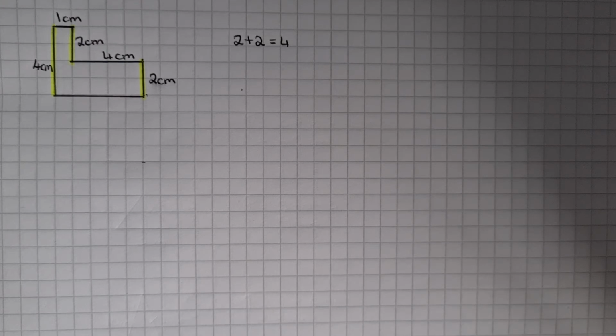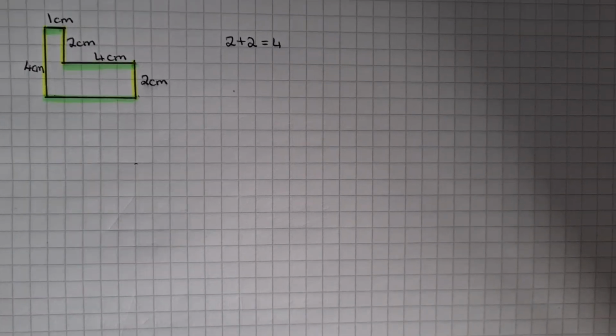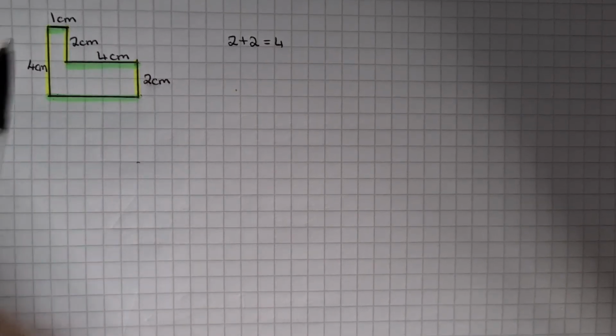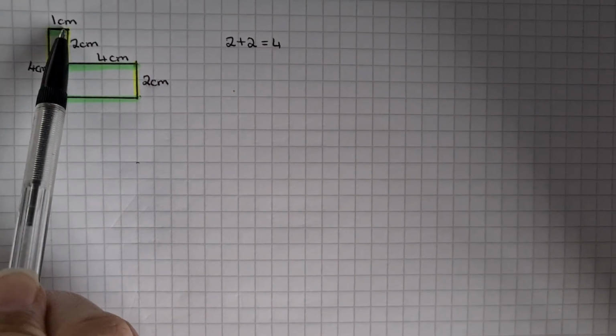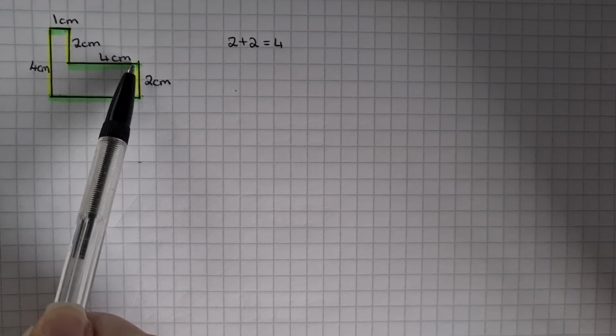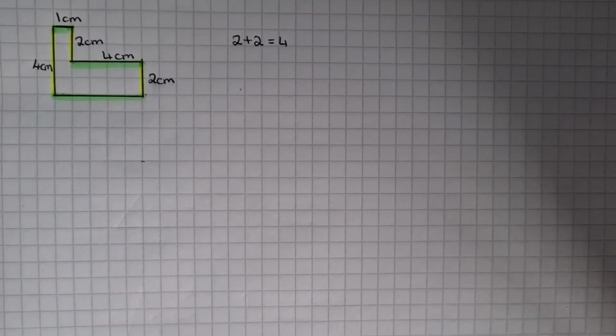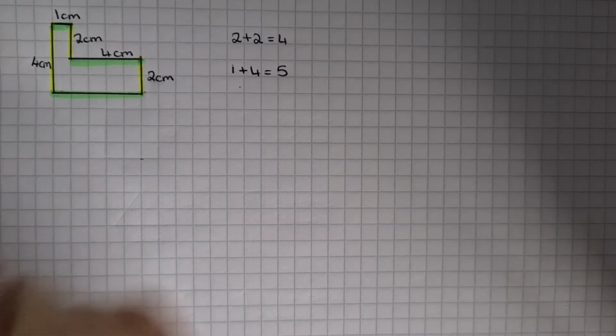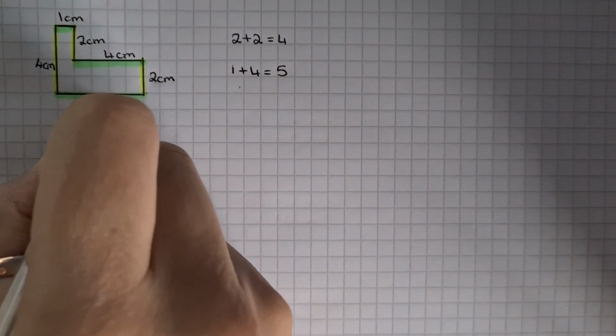Same for the horizontal, we're going to highlight them. And again, we know the shorter ones, but we don't know the longest one. So we know that from here to here is 1 centimetre, and from here to here is 4 centimetres. So we are going to add them together to get the total. So this one is 5 centimetres.